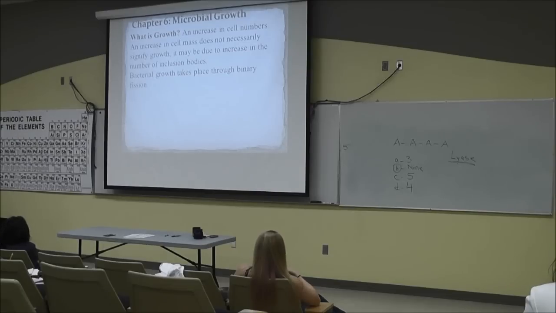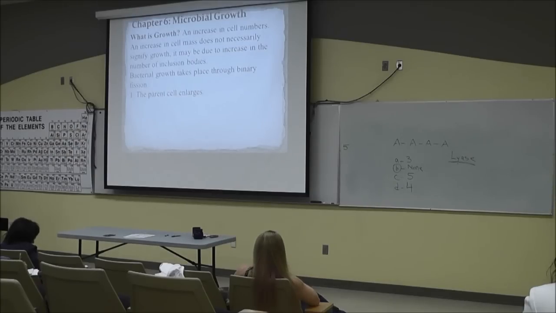Bacterial growth: how do bacteria grow? By binary fission. What is binary fission? When one bacterium divides into two genetically identical cells, that is binary fission. One cell divides into two genetically identical cells. That is binary fission.